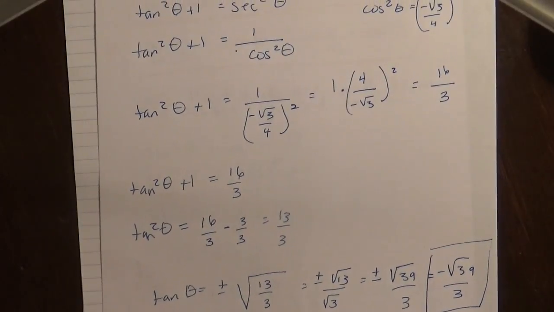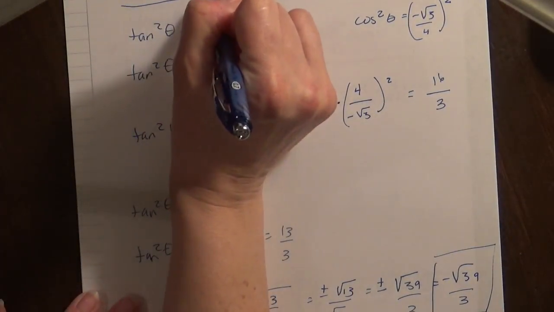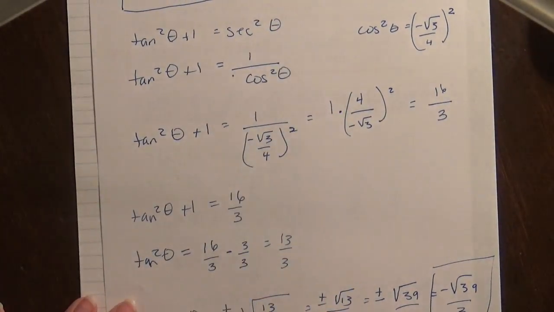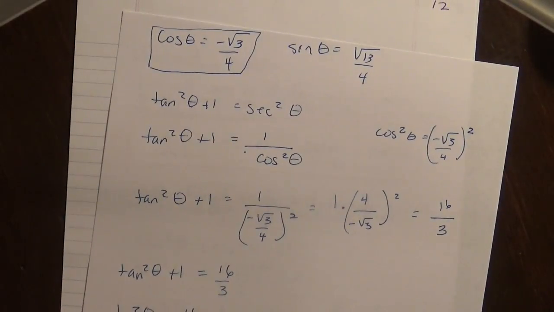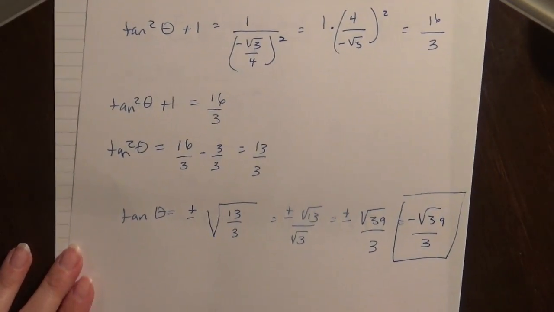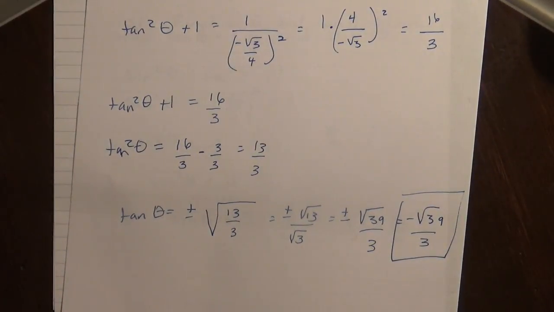And we already had cosine, negative square root 3 over 4. You may do it a different way. You don't necessarily have to do it exactly the same steps that I'm doing. That's one thing about trigonometry that might make it seem harder than it really is. Just because I'm doing a problem a certain way doesn't mean that the way you're thinking about it is necessarily wrong. There are many, many different ways to do problems like this. That was what I got there, negative square root 39 over 3 for tangent.